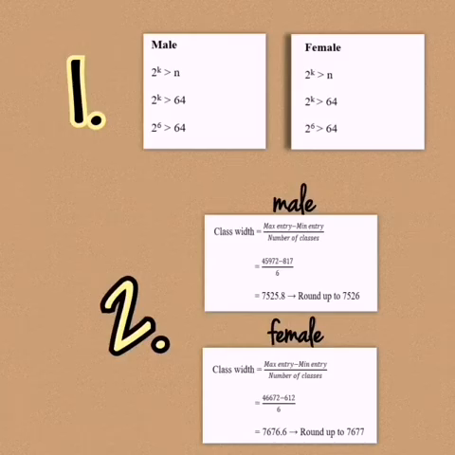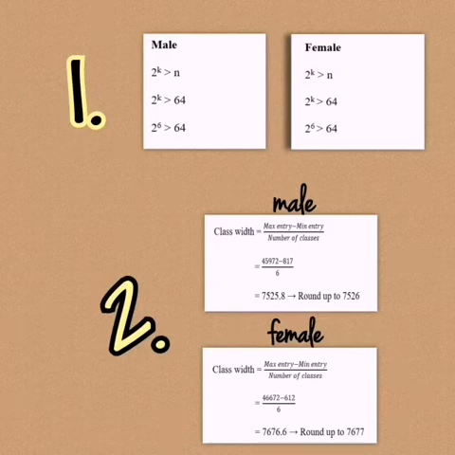To find the data for K, we should find the data of N. So my N is 64. I have to estimate the sum of K so that 2 to the power of K is greater than 64. And I have chosen 6. So 2 to the power of 6 is 64, for both male and female.